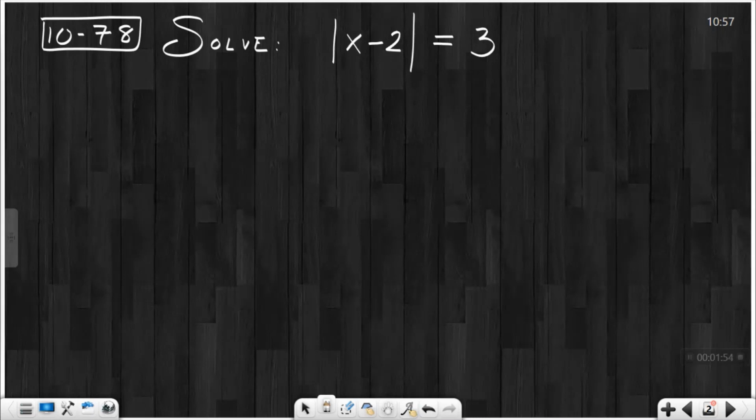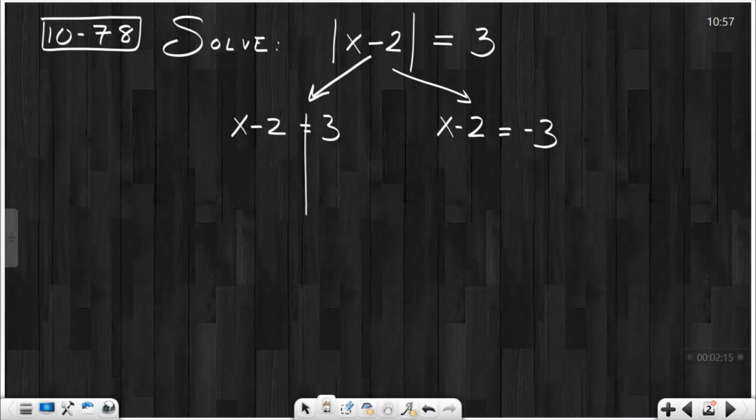Once there, I can use the cover-up method to cover up this piece inside and ask myself, what has an absolute value of 3? And we would answer that by saying, well, both 3 and negative 3 have an absolute value of 3. So what is inside must be equal to both 3 and negative 3 in order to make this true.